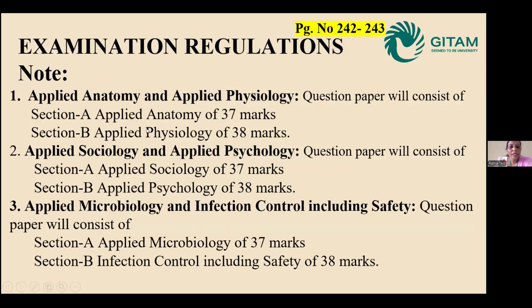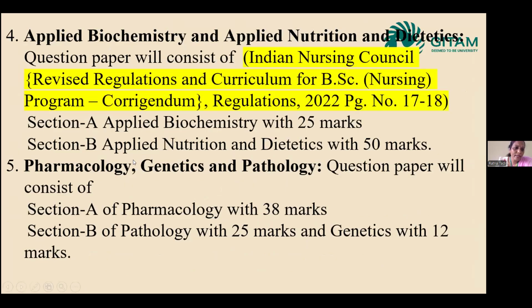So applied anatomy should be of 37 marks. Applied physiology, 38 marks. Applied sociology, 37 marks. Applied psychology, which will be part B, 38 marks. Microbiology and infection control: applied microbiology will be part A, 37 marks. Part B will be infection control, including safety, 38 marks. So we need to make sure that our students know this pattern and understand that they need to complete all of section A and section B. We need to feed into their brain what the pattern of examination will be.